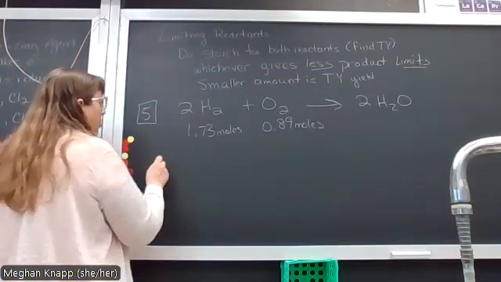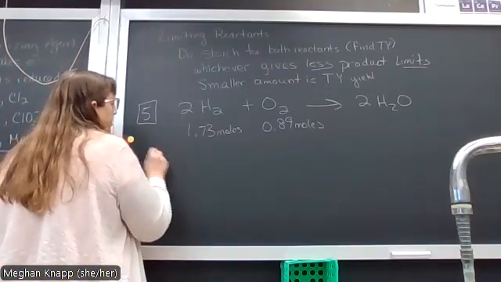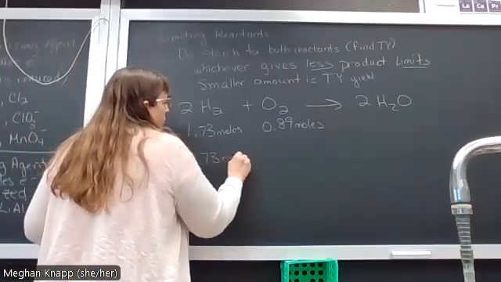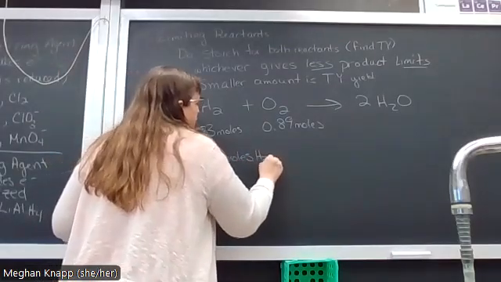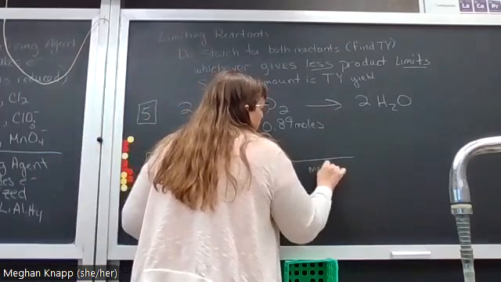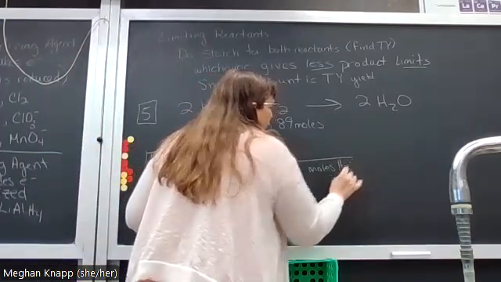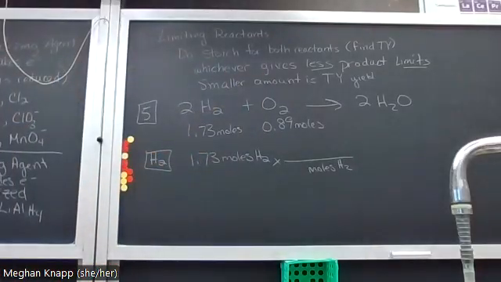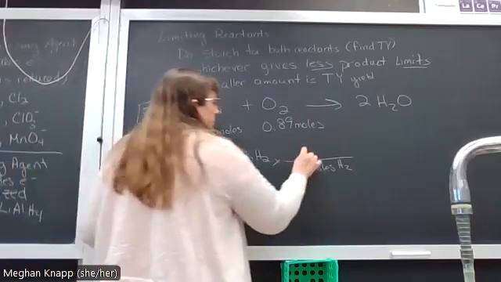All right, so for hydrogen, 1.73 moles of H2. And then I'm going from moles of H2 to moles of the product because I really want to know how much product I'm going to get. I can answer the first question by going to oxygen, but I can't tell how much product I get. So I'm going to go to the water.